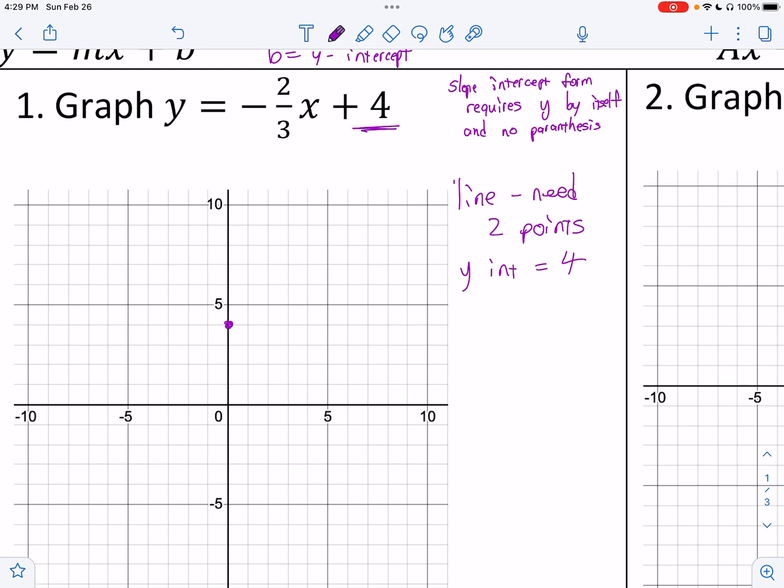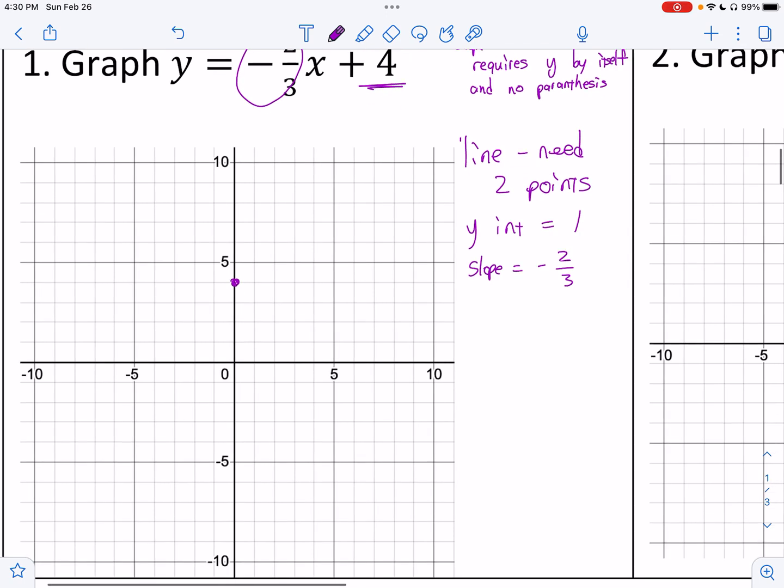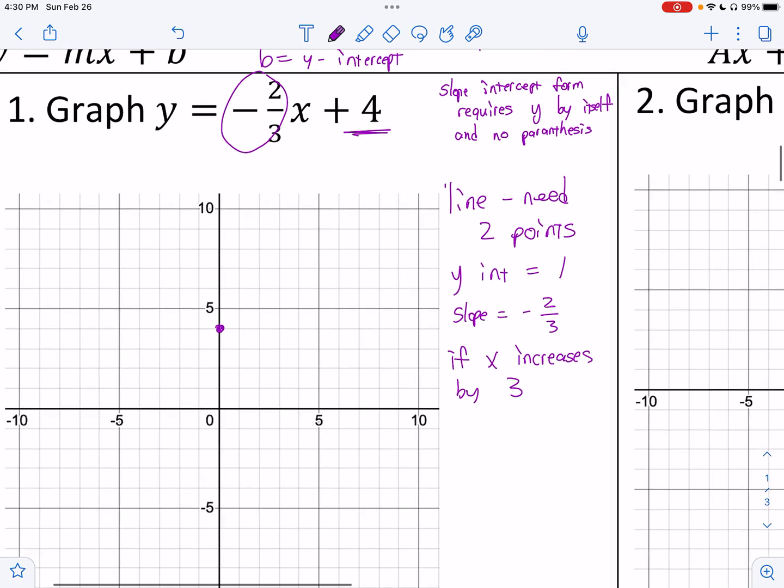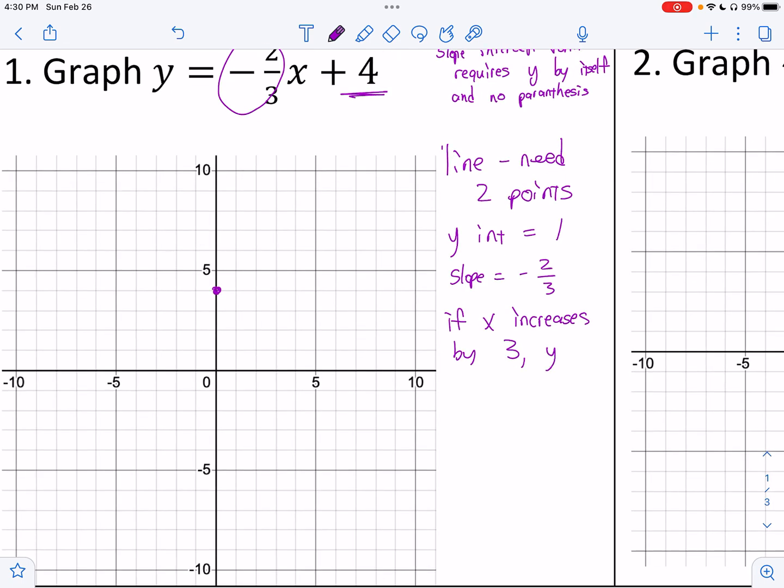Most often, because we know the slope tells us that, so my slope is negative 2/3. So this tells me that if x increases by 3, because it's change in y divided by change in x, y decreases by 2. Decreases because it's negative. So my line is going to be going in the general downward direction. So I'm going to use that to get one more point.